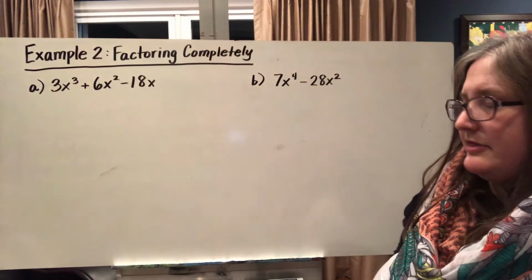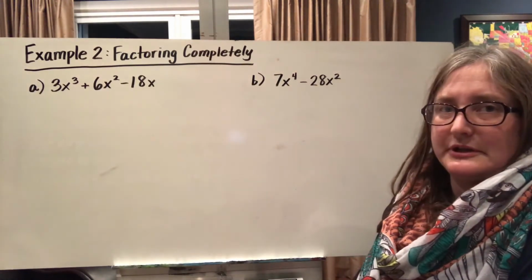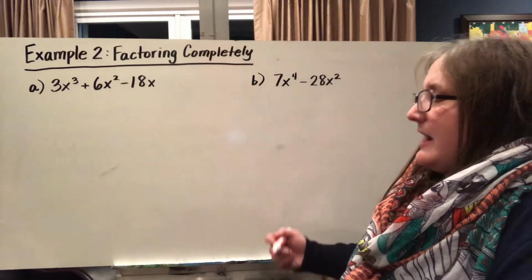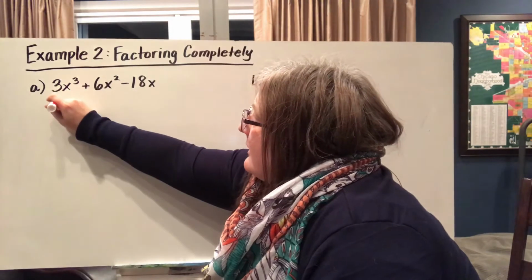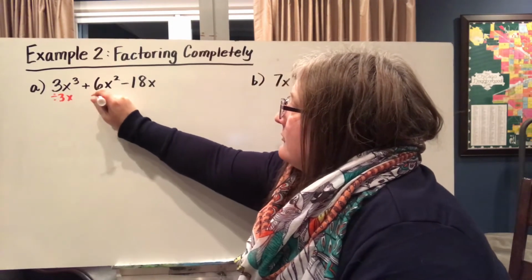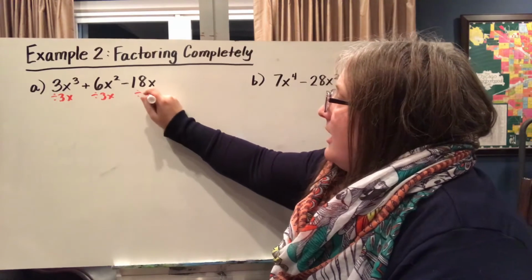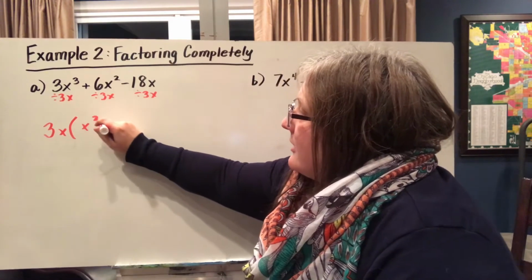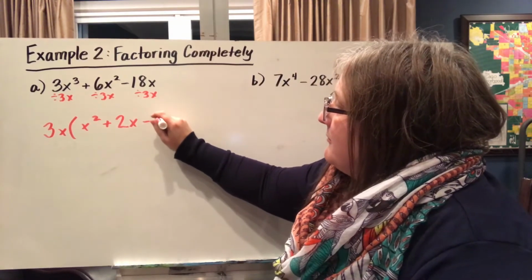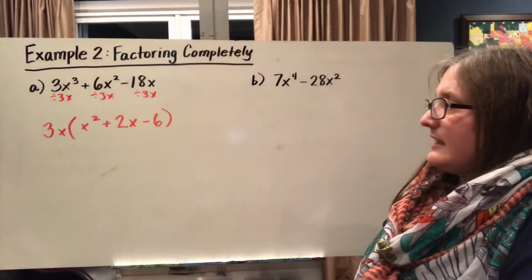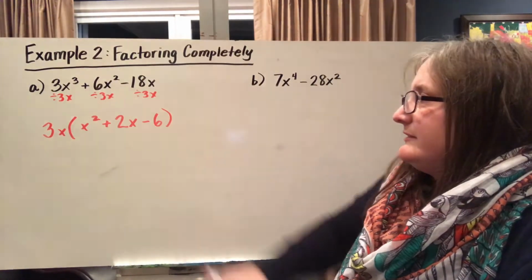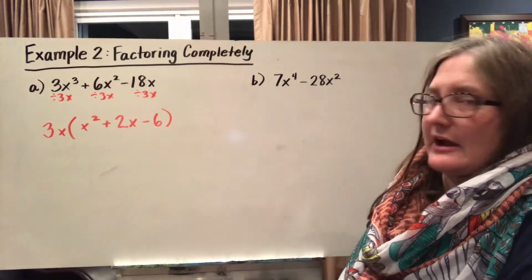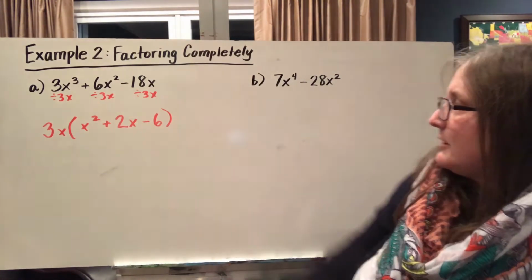So let's make sure that these polynomials are factored completely using our rules. So in this case, the first thing I notice is that all of these can be divided by 3x. So I'm going to factor out my greatest common monomial of 3x. That leaves me with x squared plus 2x minus 6. In this case, there isn't anything that multiplies to give us -6 that would add to give us 2. So this is factored completely. This is as low as we can get this one.